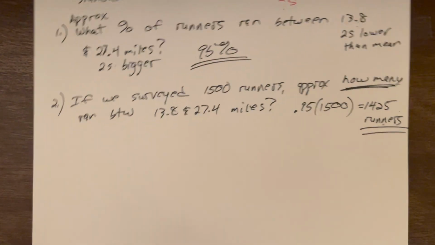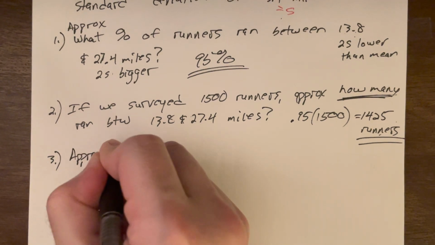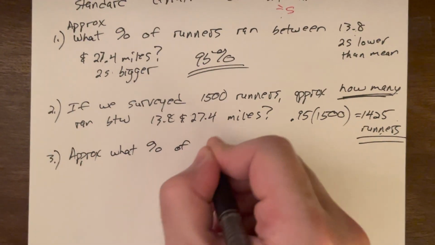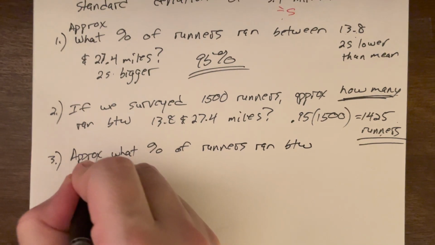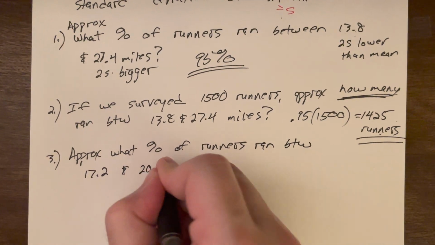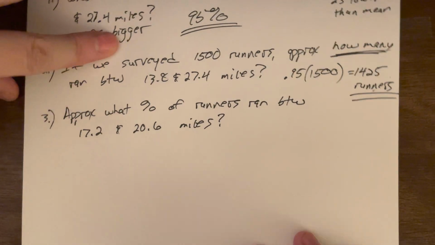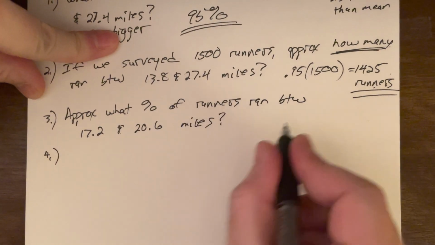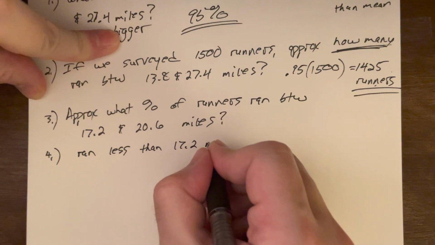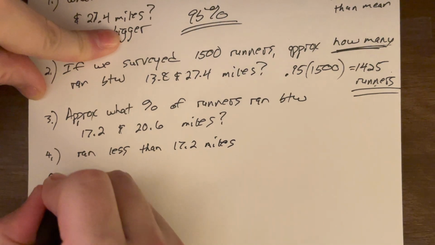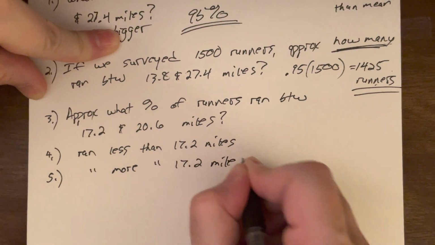But now number 3, approximately what percentage of our runners ran between 17.2 and 20.6 miles. And then I'm going to do a few other follow-ups. Number 4, approximately what percentage ran less than 17.2 miles. And then number 5, ran more than 17.2 miles.